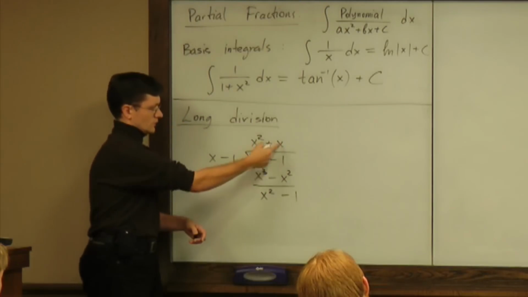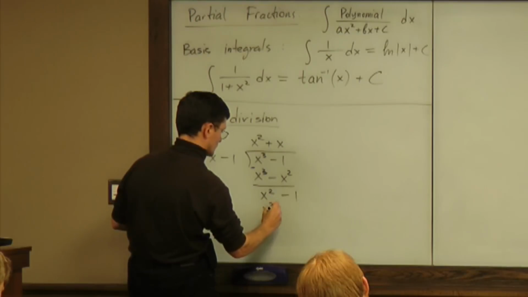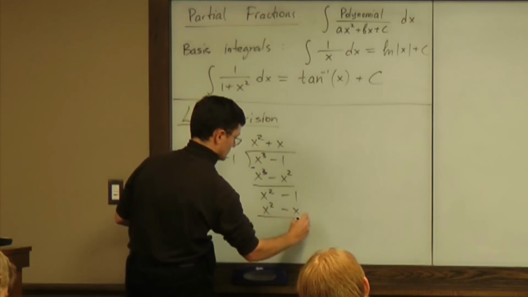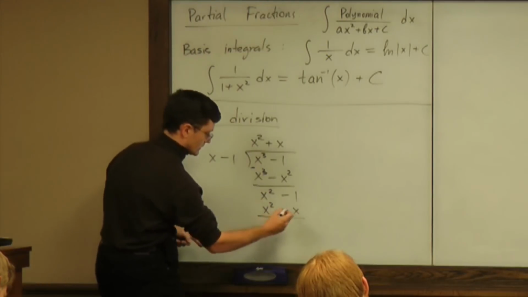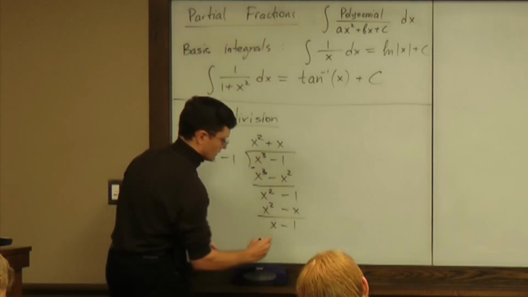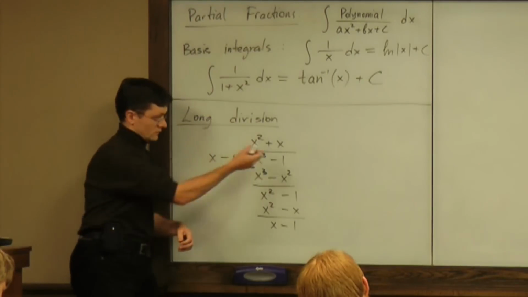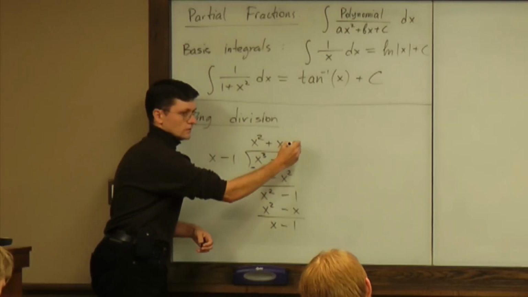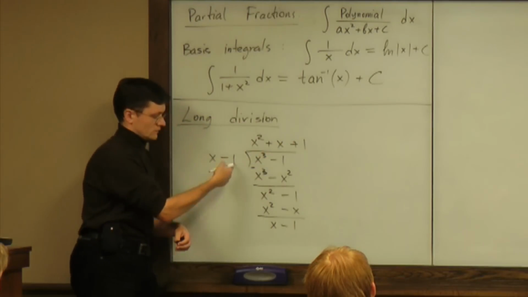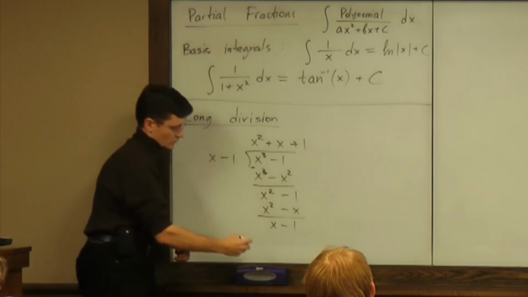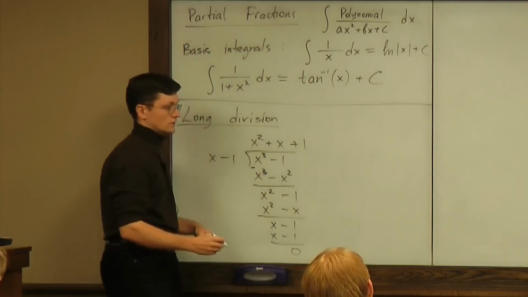You can multiply by x the expression x minus 1, I get x squared minus x. And then I subtract. X squared cancels, I get x minus 1. And then I finish, right? If I add 1, then multiplying by x minus 1, I get x minus 1. I subtract, I get 0.